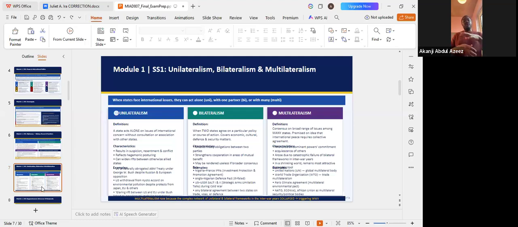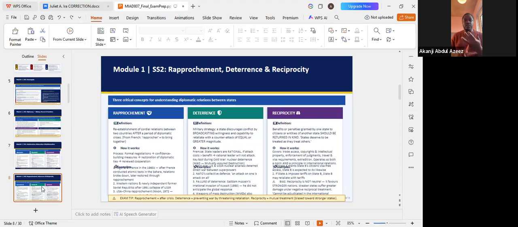Multilateralism is just about many countries working together to achieve a common goal in the international system. Understand now? For example, at the United Nations, many countries work together. At the World Trade Organization, the African Union, ECOWAS, the decisions they take there are usually multilateral in nature. The next concepts we are looking at are rapprochement, deterrence, and reciprocity.